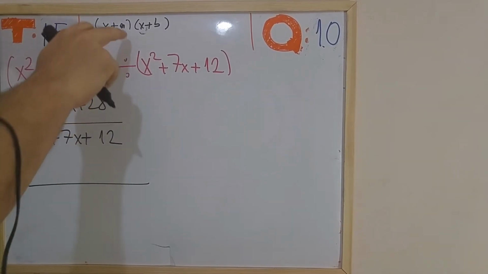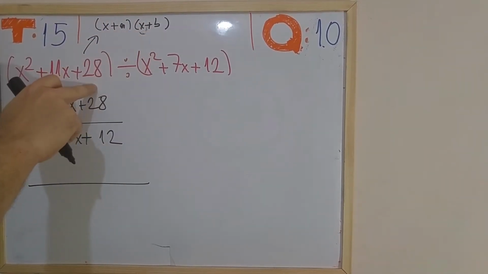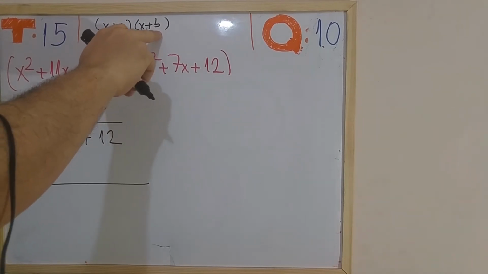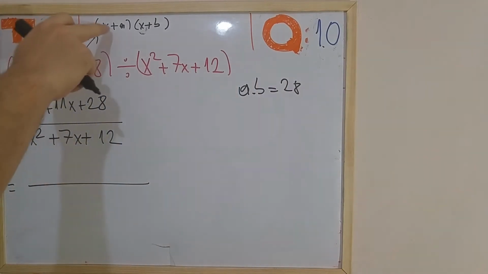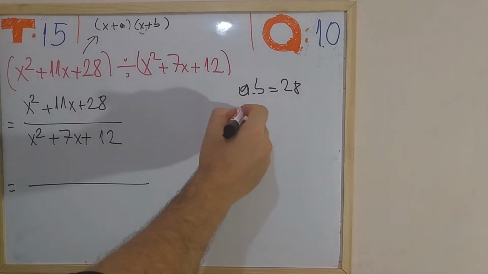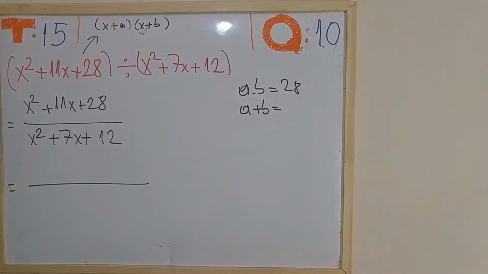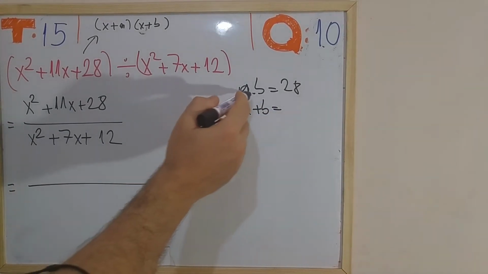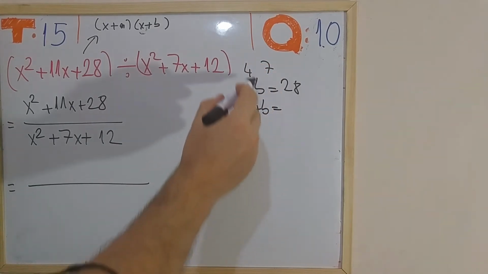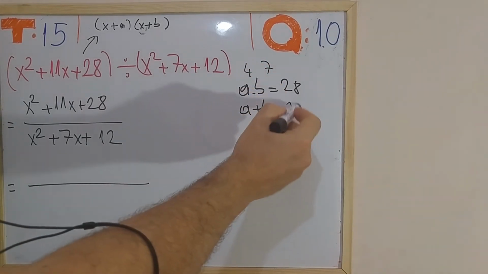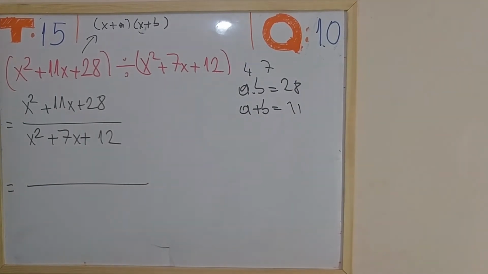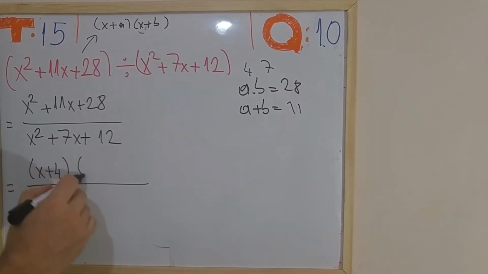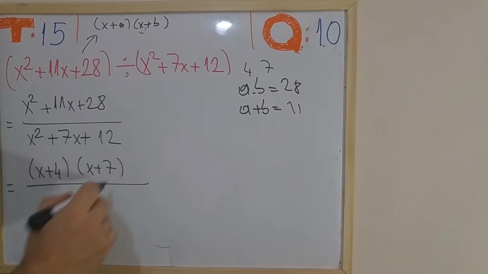Now we know that multiplication of these two numbers is equal to 28. So a times b is equal to 28, and the sum of these two numbers is equal to 11. And here these numbers must be equal to 4 and 7. Therefore 4 times 7 is going to be equal to 28, and 4 plus 7 is going to be equal to 11. So I can write them down as (x plus 4) times (x plus 7).